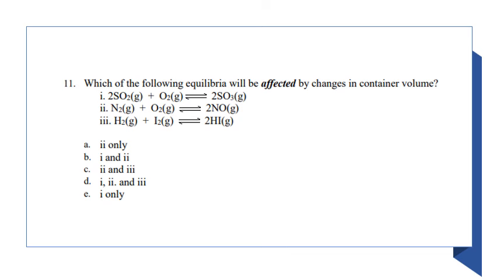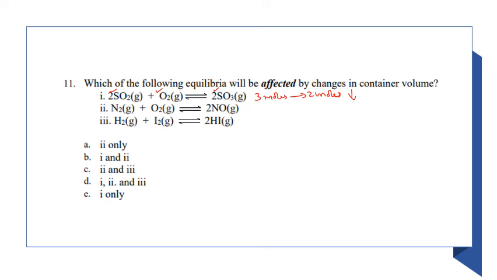Next question is, which of the following equilibria will be affected by change in container volume? Le Chatelier's principle, right? So we can see that the number of moles for the first one, on the reactant side, is 2 plus 1, 3, and on the product side it is 2. So that means 3 moles changing to 2 moles. That means the number of moles is going down.